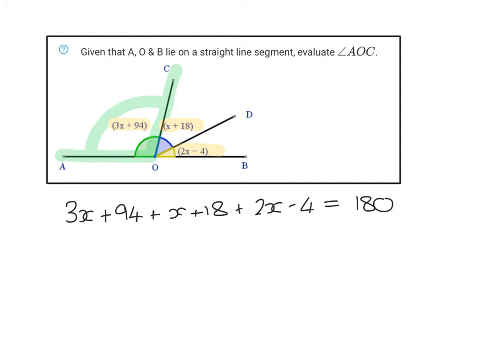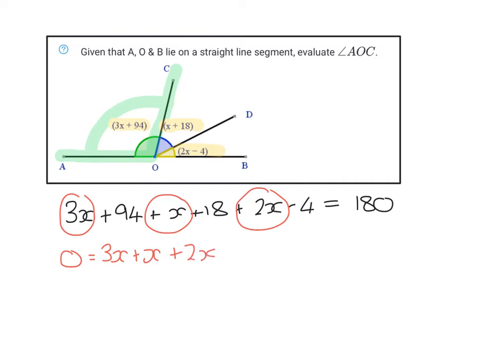Now I can start to collect my like terms, so I'm going to put circles around my x's, including the sign in front. So my circles are 3x, add x, add 2x. So 3x add x is 4x, add 2x is 6x.